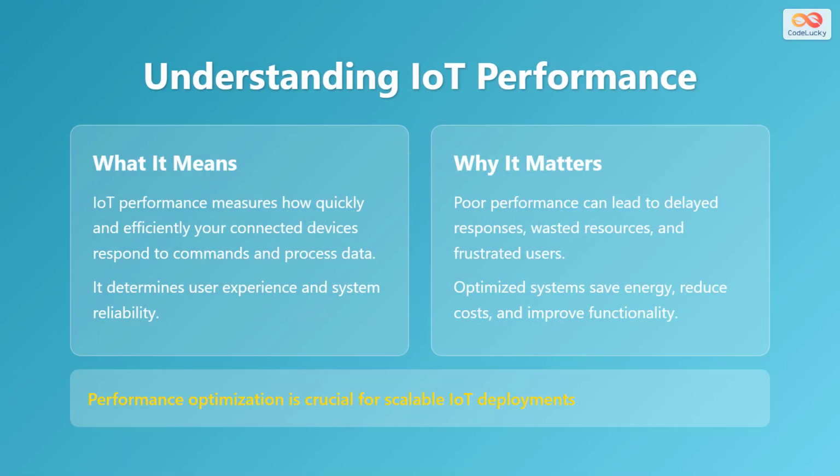IoT performance measures how quickly and efficiently your connected devices respond to commands and process data. It directly impacts user experience and system reliability. When performance is poor, you experience delayed responses, wasted resources, and frustrated users. However, optimized systems save energy, reduce operational costs, and significantly improve functionality. Performance optimization is crucial for scalable IoT deployments, especially as the number of connected devices continues to grow exponentially.